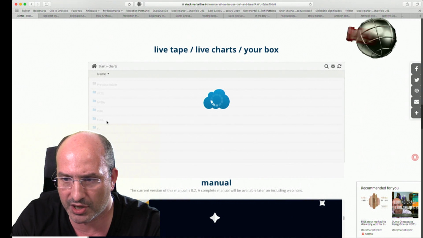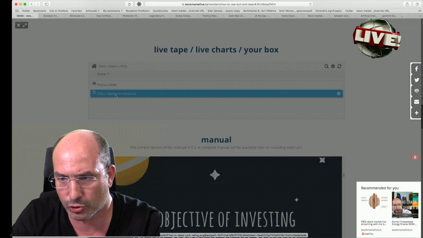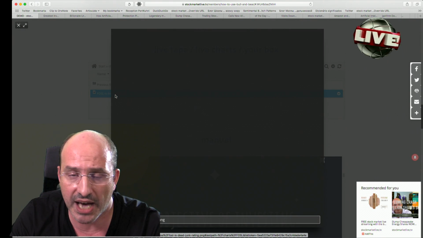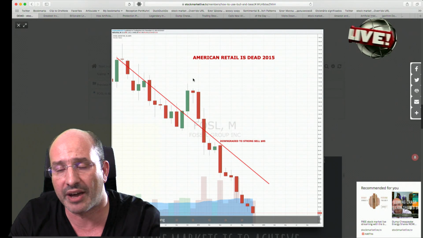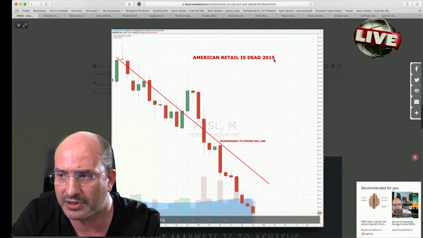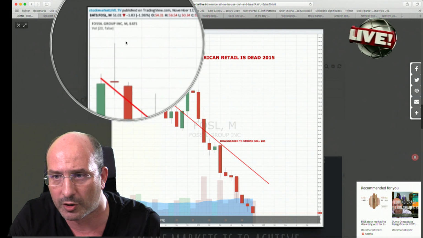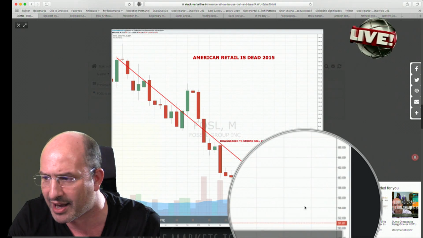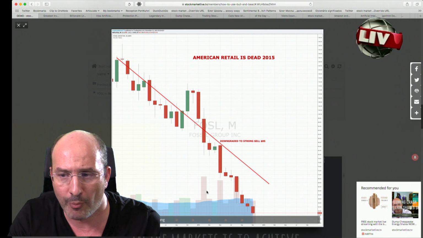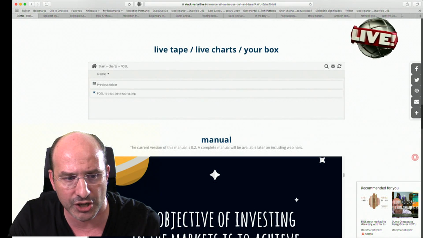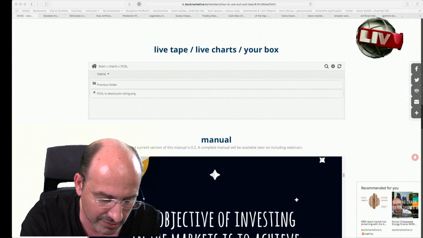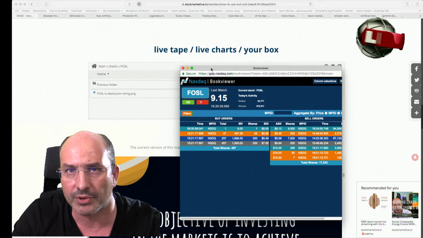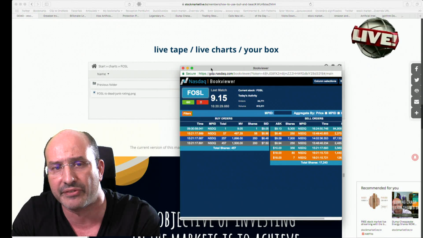Fossil Group, you have it here, one of the world's best stocks to sell short on a long-term basis, okay? We announced that Fossil Group was dead in 2015, and you have this chart, in fact, also on TradingView. American Retail is dead. We are talking about Fossil Group, all right? Fossil Group, short position. And at that time, Fossil Group was still trading around $52, okay? So how much is it worth today, Fossil Group, junk rating? We are going to see, my friends. Fossil Group, we are going to show you always live on the tape, okay? So you have it here, Fossil Group, $9.15, okay?